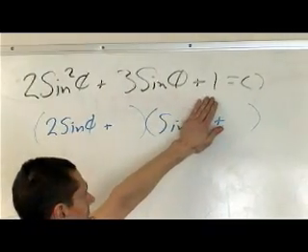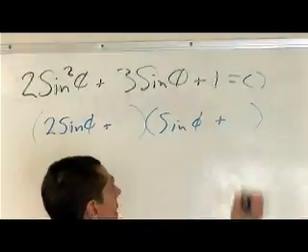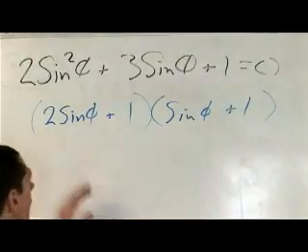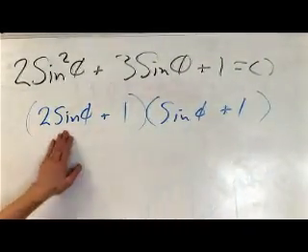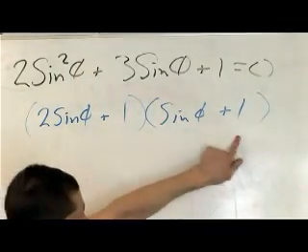The only factors of this are 1 or negative 1. Negative 1 times negative 1 is positive. If I check this out, you'll find here's my 2 sine squared theta. 2 sine theta plus 1 sine theta is 3 sine theta, plus 1. This is equal to 0.